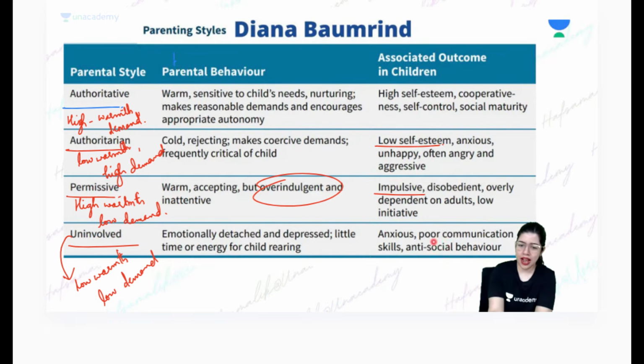Absolutely. So here, antisocial behavior means trying to exploit other people because these people or these children may never grow up understanding what maintaining relationships is like. Okay, they will obviously be anxious. They will have poor communication skills as well. That is Diana Baumrind's theory, and with that, we have finished today's class.